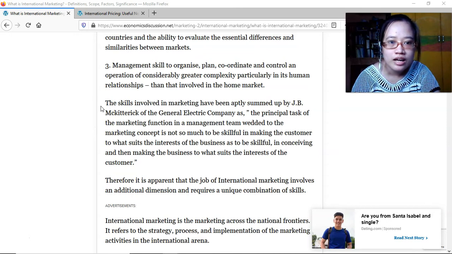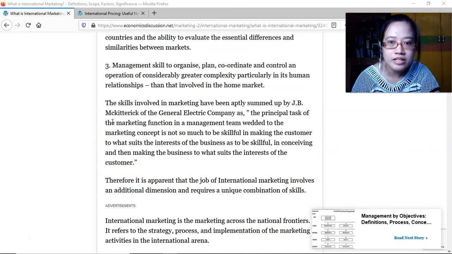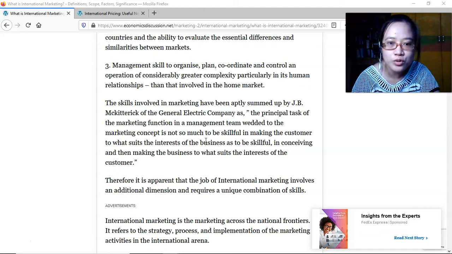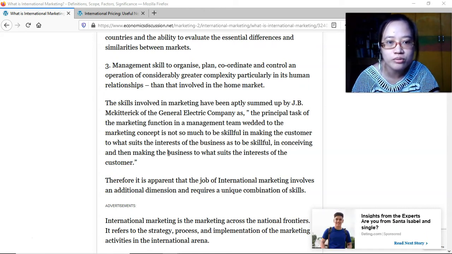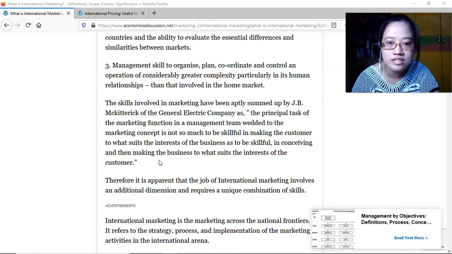Marketing as well. The skills involved in marketing have been aptly summed up by J.B. McKitterick of the General Electric Company. Principal task of the marketing function in a management team, wedded to the marketing concept, is not so much to be skillful in making the customer do what suits the interest of the business as to be skillful in conceiving and then making the business do what suits the interest of the consumer, of the customer.